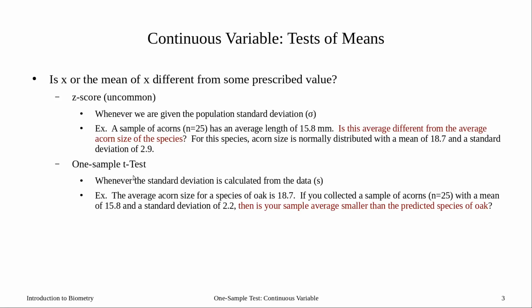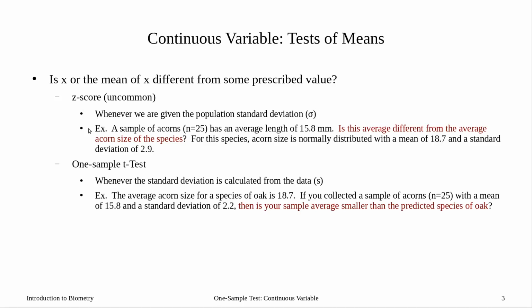So first up will be a one sample test where we compare the means. So our question is: is x, or the mean of x, different from some prescribed value or some known value? Example type questions would be we measure several canine teeth and we compare it to the reported mean in a species description. So we have our sample mean and then we're comparing it to the mean that was published as a species description. Now the tests that we have are either the z-score test or a one sample t-test.